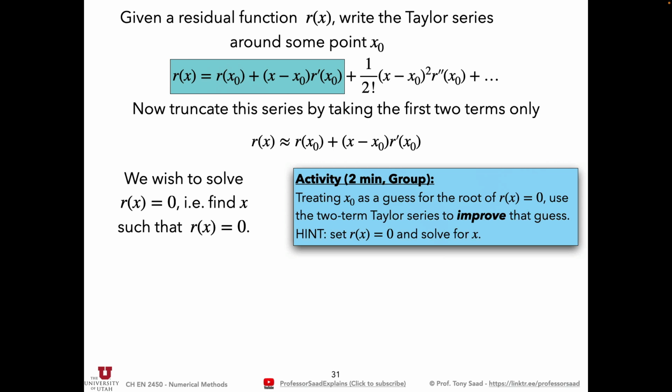Okay? Take this two-term Taylor series. Suppose x0 is a root. You know R of x0, you know R prime of x0. Solve for R of x equals 0, assuming this is the approximation to R of x. And then come up with a formula. Find me that formula that I can use to iterate over and over again. Did you do it? The hint is, set R of x equals 0 in that two-term series and solve for x. We're after x. We are after x that makes R of x equal 0.